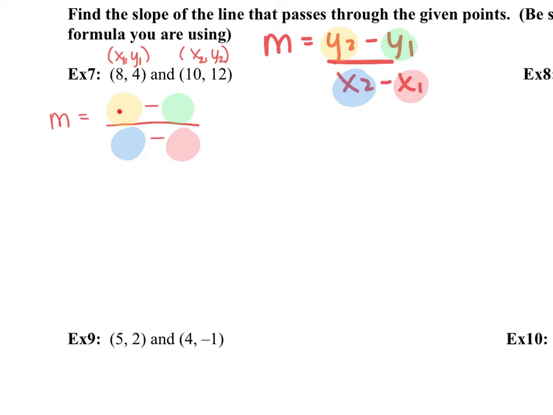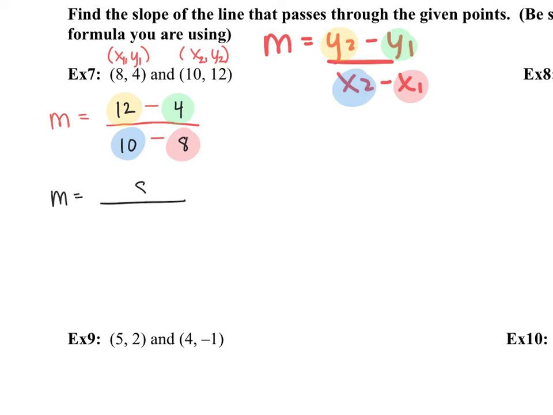So in this yellow highlighted region, I'm going to put y2, which was 12. Then in the green highlighted portion, I'm going to put y1, which was 4. In the blue highlighted portion, I'm going to put x2, which was 10. And in the red highlighted portion, I'm going to put x1, which was 8. And now all I have to do is calculate my numbers.